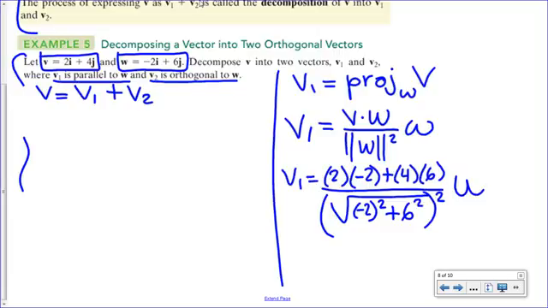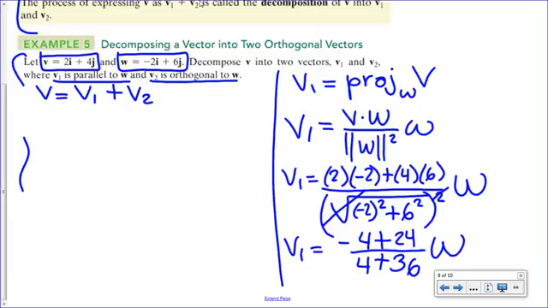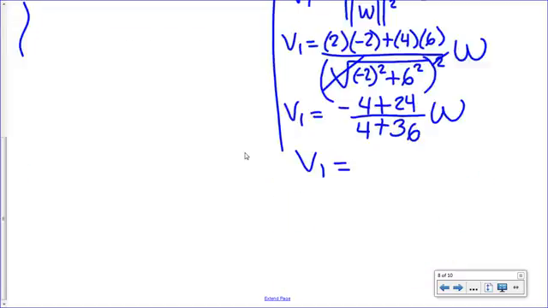And let's not forget we have to multiply by w. Okay, so we're going to get negative 4 plus 24, divided by, remember the square root cancels with the square, and on the bottom we have 4 plus 36. We're still multiplying by w. And so this will equal 20 divided by 40 times w. And so we know 20 divided by 40 is 1/2.